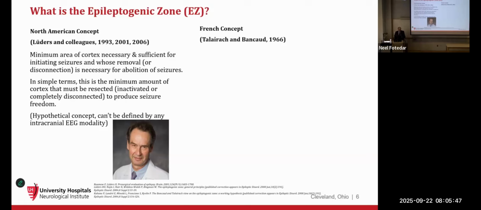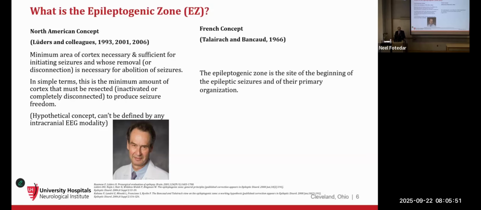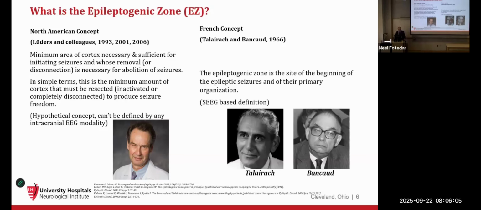Then there's a French concept, which was proposed by Jean Talairach and Bancaud in 1966, which is similar, but there are some important differences. They define the epileptogenic zone as the site of the beginning of the seizures and of their primary organization. It's important to remember that this is an SEEG-based definition. It's a stereo-EEG-based definition, which was first used extensively by Talairach and Bancaud in France, and that's when they came up with this definition.